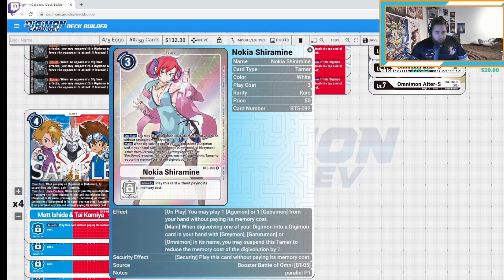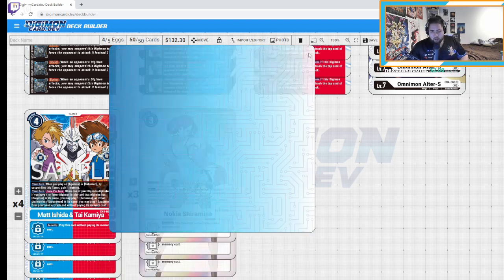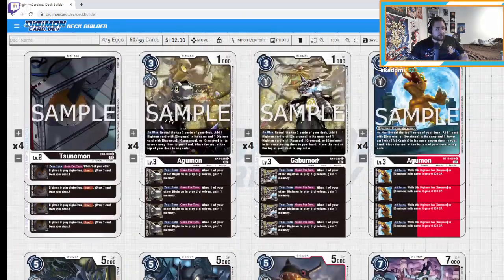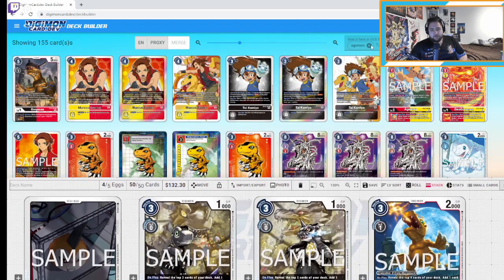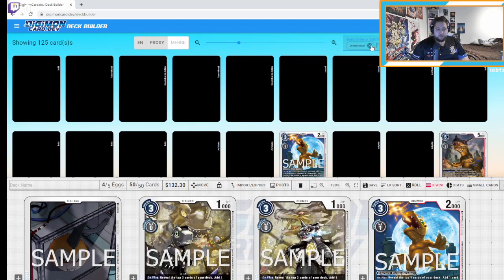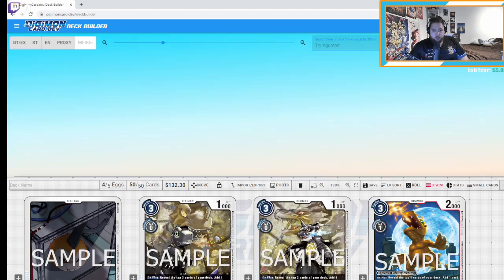And what we can play is Nokia, to play out something else we need and reduce the costs of Garurumon, Omnimon, Greymon, which is okay as well, if we have to keep one memory, because sometimes you're passing one memory too much to your opponent and can go on in your combo. Nokia helps you a lot. We don't have many cards in our security because we are a full combo deck, but you can cut something. What we have as well is the Omnimon Alter-B.